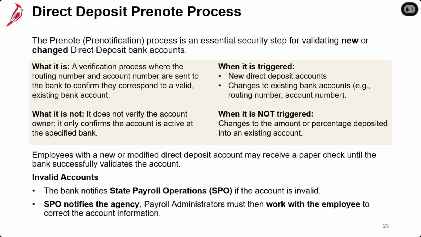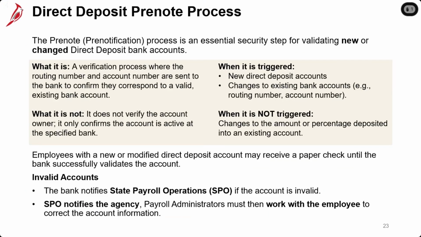So pre-noting. Hopefully payroll administrators are familiar with it, but if not, let me go through it. So what is it? Pre-note is a verification process where we send the routing number and the account number in an ACH file to the bank. Whenever we run a payroll, we send all the pending pre-notes in that file. The bank gets it and then validates that the existing combination of routing number and account are valid, that it's a valid account at that bank.